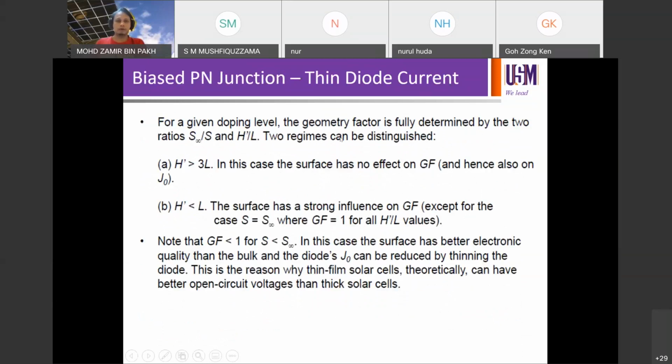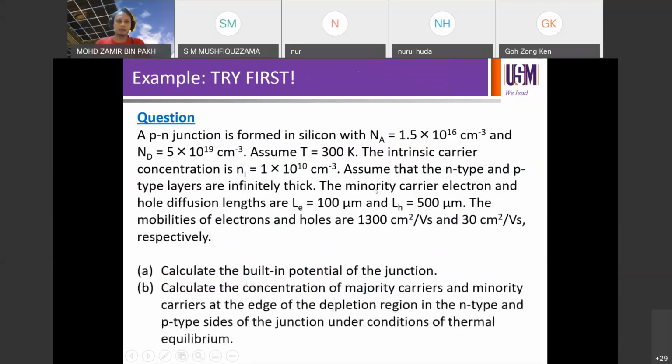So tomorrow I'm going to move on to thin diode current to discuss the effects of a thin diode in comparison to a thick diode, and then we're going to move on to the calculation here. And then if time permits, we're going to continue to PN junction under illumination. Okay?